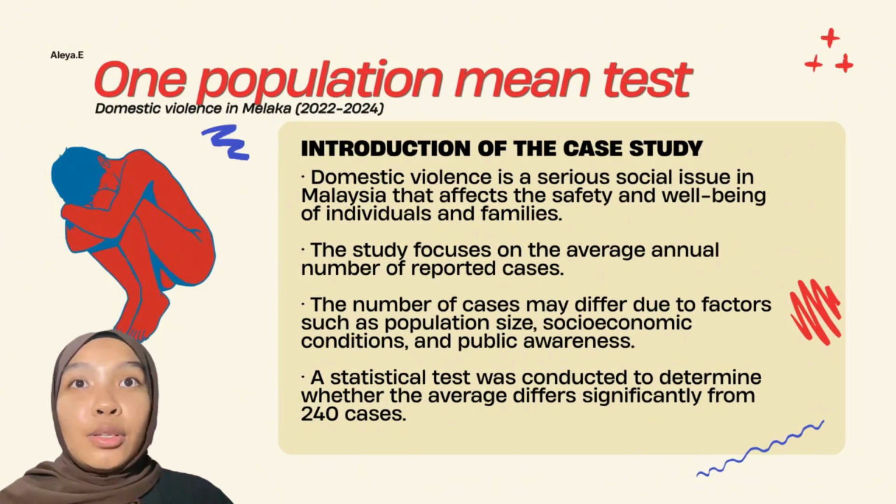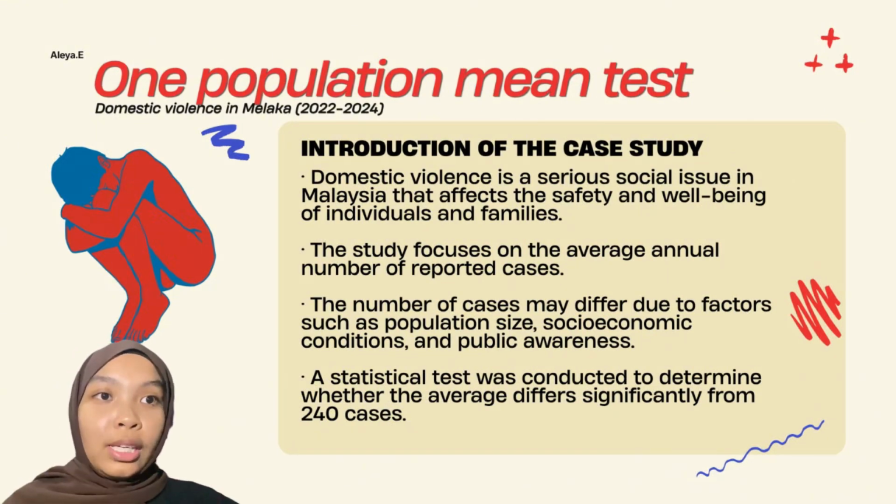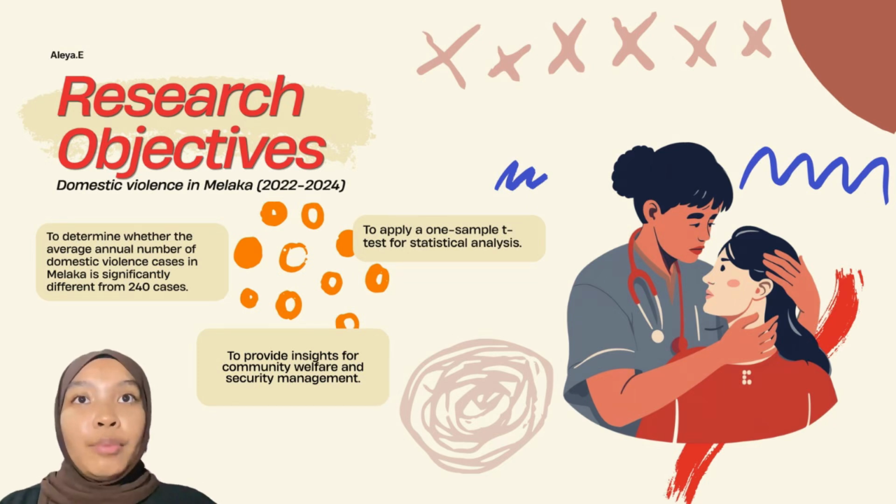This is a serious social issue that affects many families. The number of cases can change because of things like population size or how aware people are. For this study, we run a statistical test to see if the average number of annual cases is different from 240. We have three main goals for this part of the study.